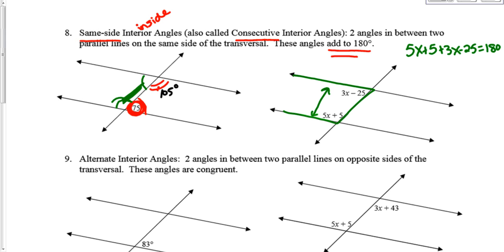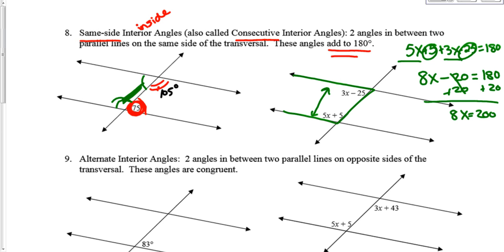Okay, I will combine my like terms. 5x plus 3x gives me 8x. I will combine my numbers. 5 minus 25 is negative 20. And then I can continue to solve. I'm going to go ahead and add 20 to both sides. I get 8x is equal to 200. Divide by 8. So x is equal to 25.